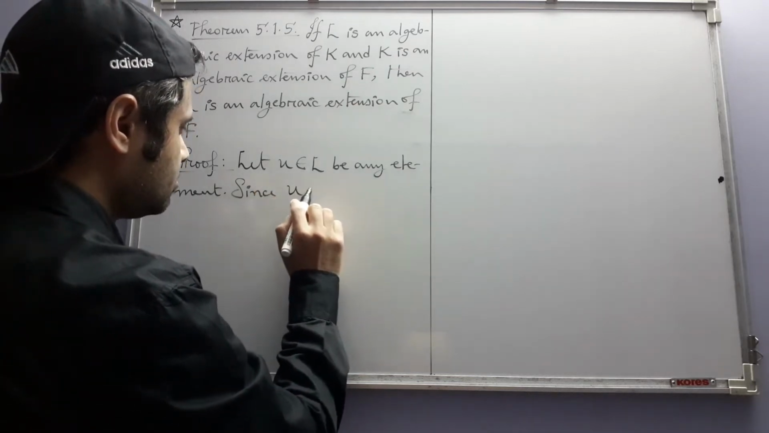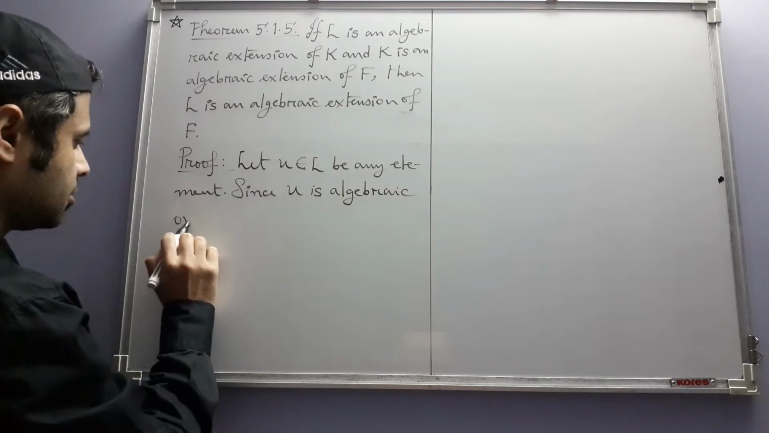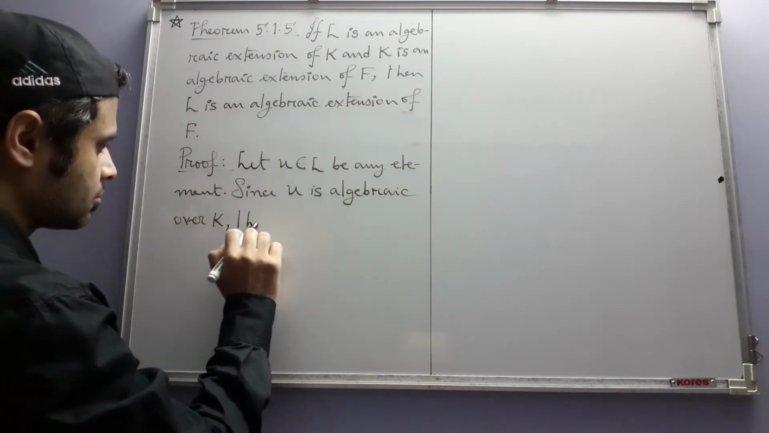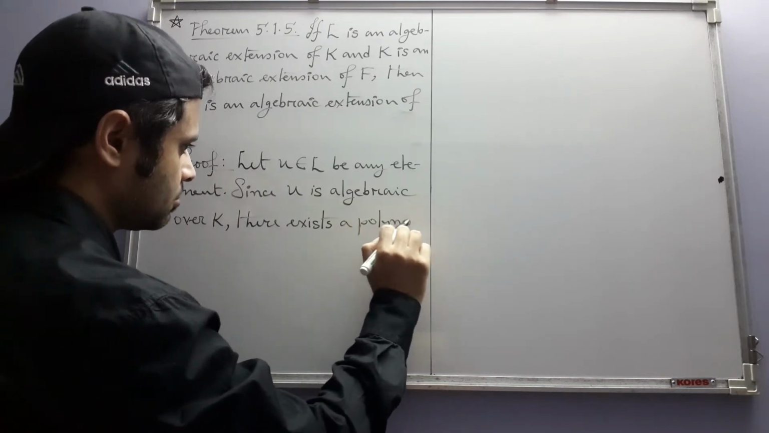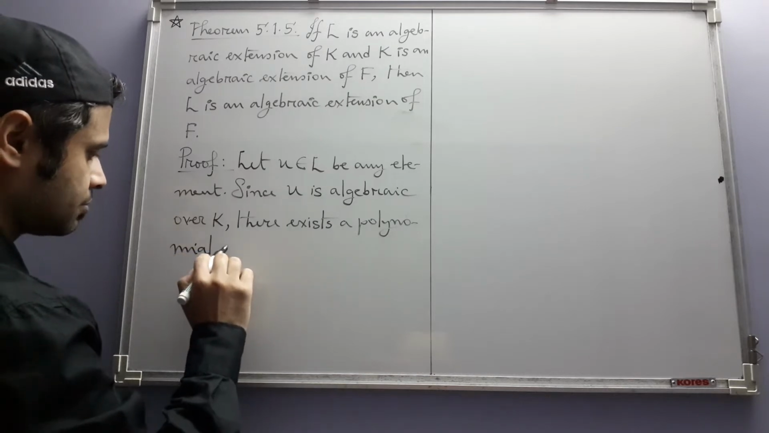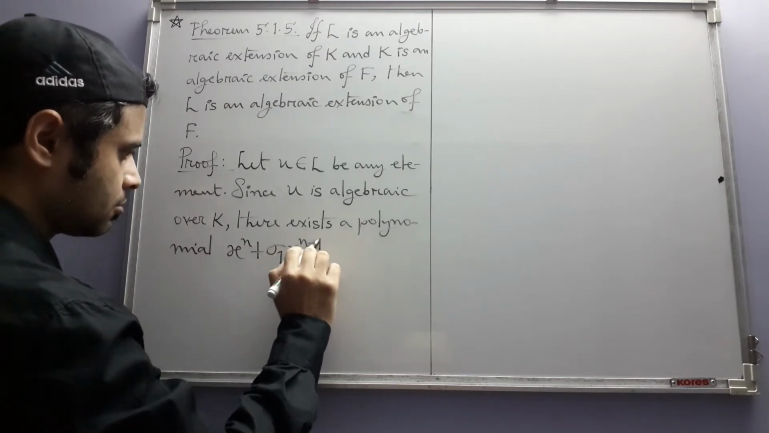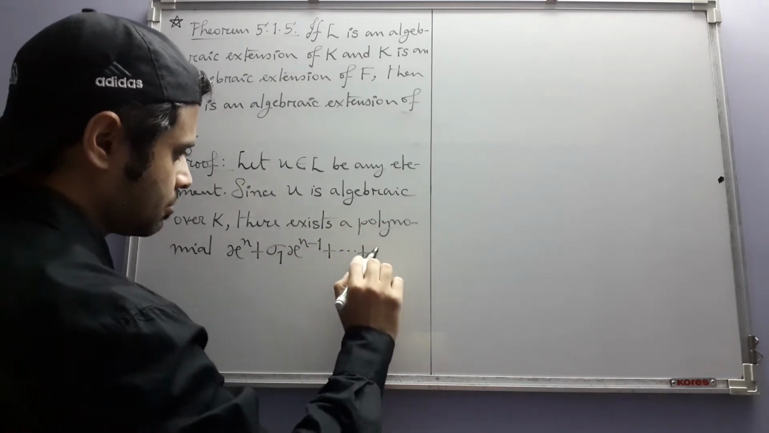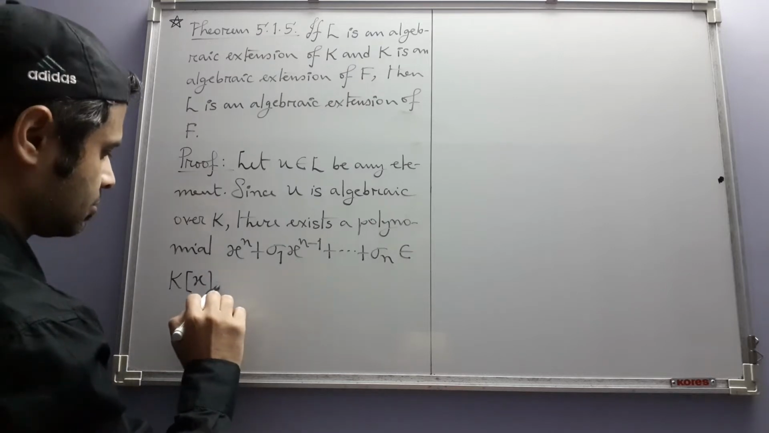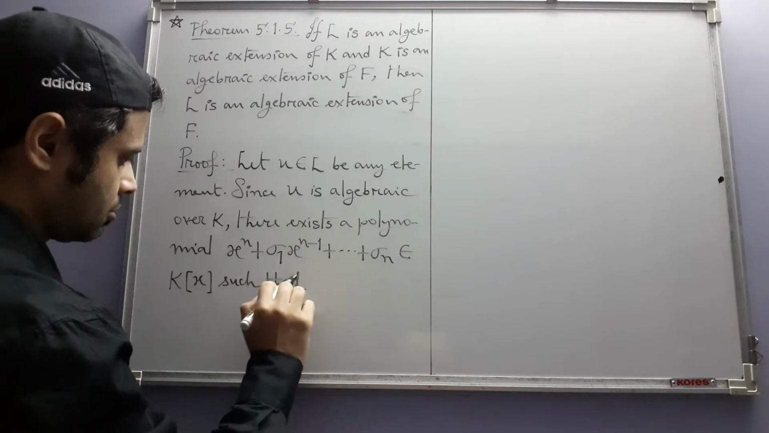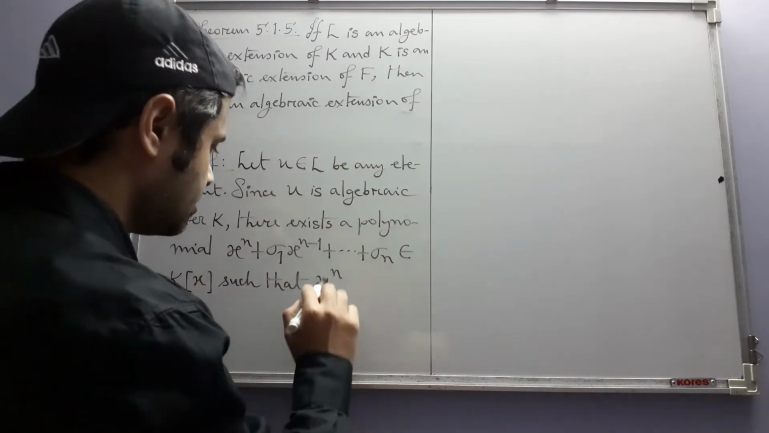So since U is algebraic over K, there exists a polynomial which looks like this, in the polynomial ring K[x], such that U satisfies this polynomial. That means if you replace x with U, you will get 0.